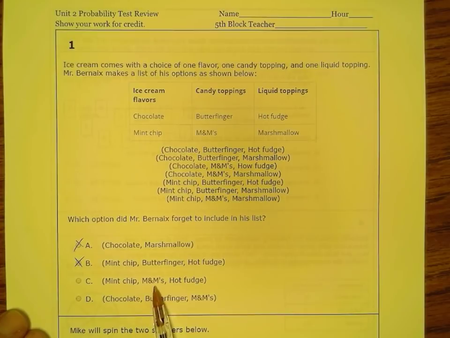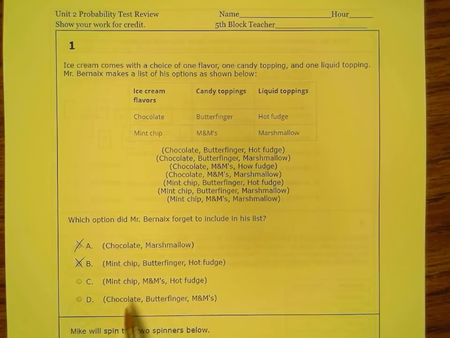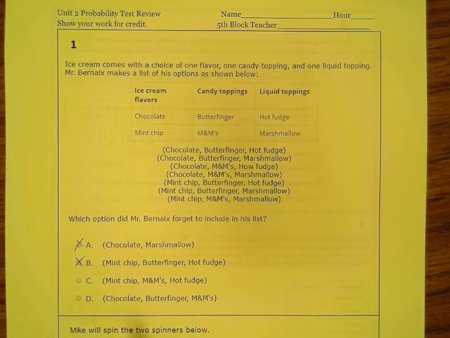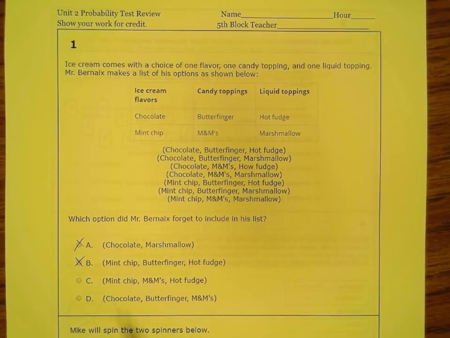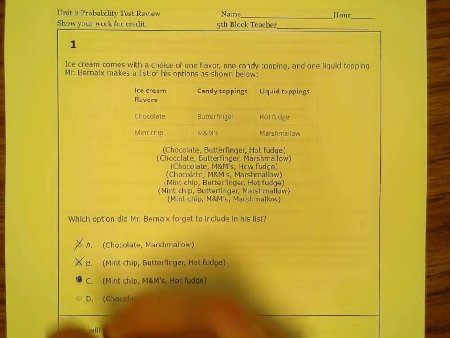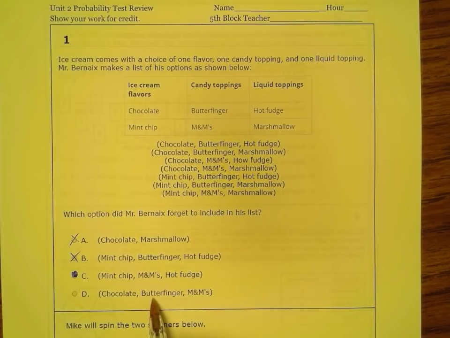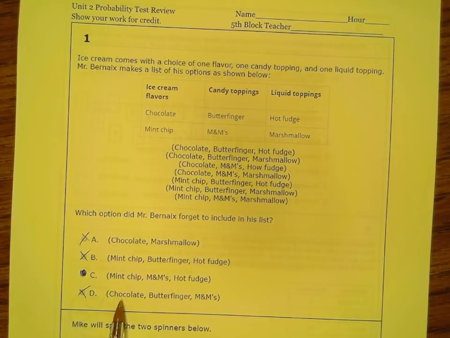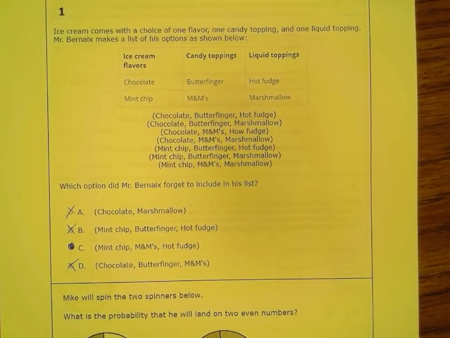C, mint chip, M&Ms, and hot fudge. That could be one because it has ice cream, a candy, and a liquid topping on it. And I didn't list it here. Mint chip, M&Ms, marshmallow is listed, but not mint chip, M&Ms, and hot fudge. So the answer would be C there. The reason why it's not chocolate, Butterfinger, and M&Ms is because Butterfingers and M&Ms are two types of candy. So that one doesn't include the ice cream, the candy, and the liquid topping. So the answer there is C for number 1.